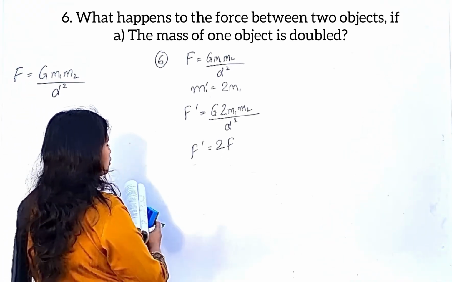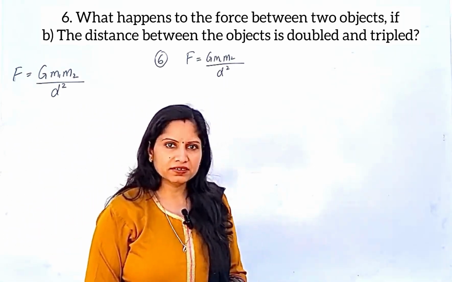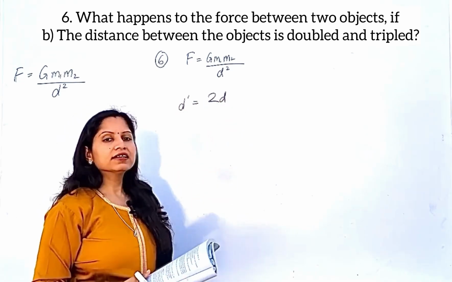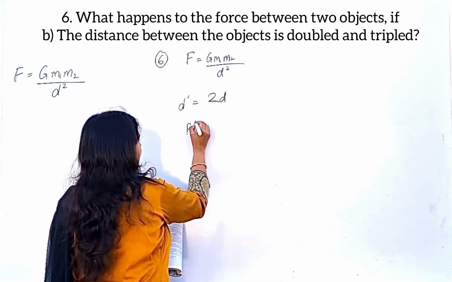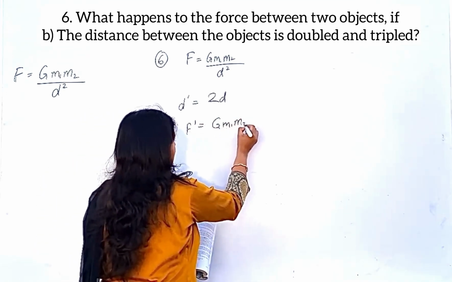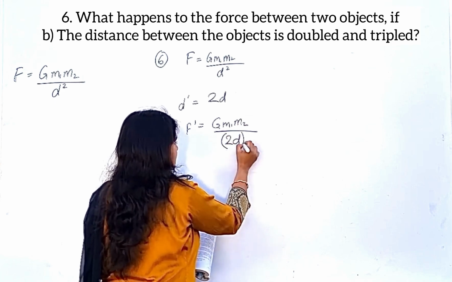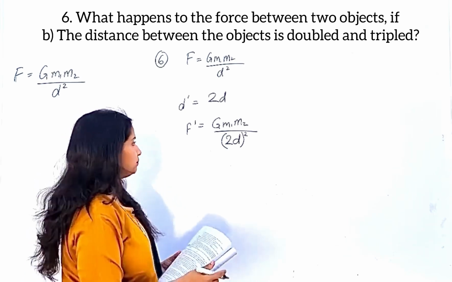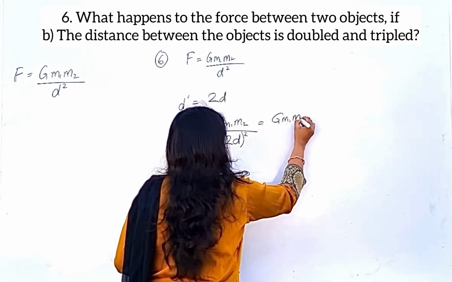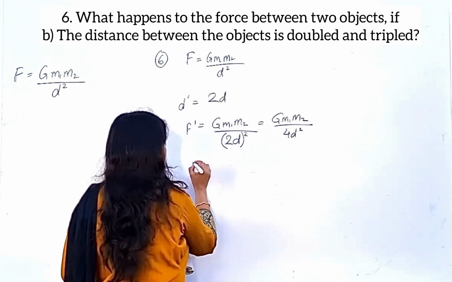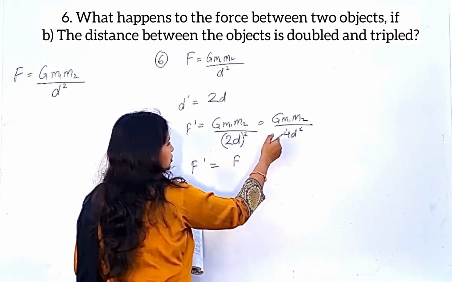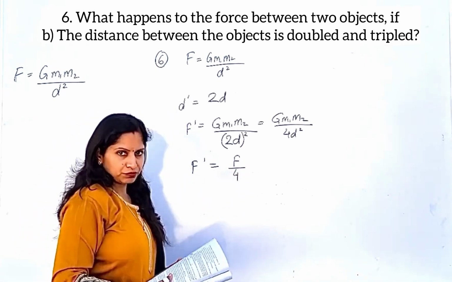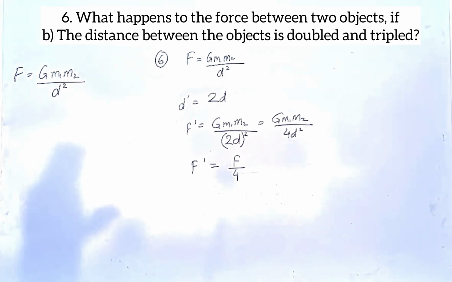Now moving on to the second part of question number 6. The distance between the two objects is double. Distance between them is double. So the new distance d dash is equal to 2 times of d. Then you have to find out the new force. So F dash is equal to capital G m1 m2 upon distance square. Distance is d dash square and the value of d dash is 2d, 2 times of d. That is equal to capital G m1 m2 upon 4d square. And so the new force is equal to the original force, G m1 m2 upon d square, divided by 4. Okay. You can take a screenshot of the second part as well.